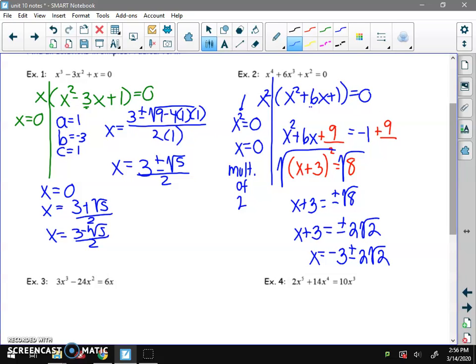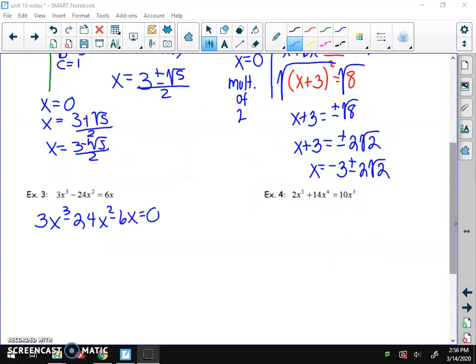You have x equals 0, you have negative 3 plus 2 radical 2, and negative 3 minus 2 radical 2. But the 0 had a multiplicity of 2. On number 3, I've already set the equation equal to 0.